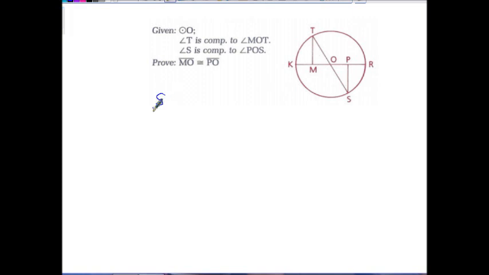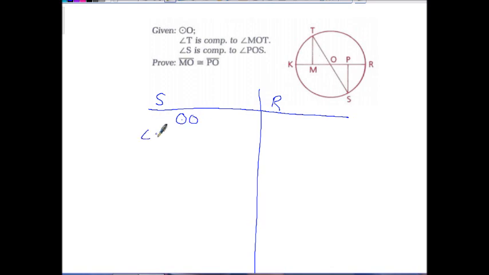So here we go. We got our statement. We got our reason. We have circle O. We have angle T is complementary to angle MOT, and angle S is complementary to angle POS. Those are all given. I don't get to put any pieces of congruency in here.